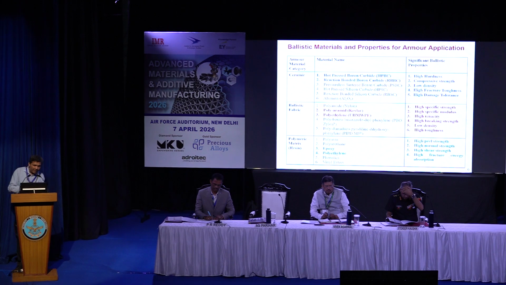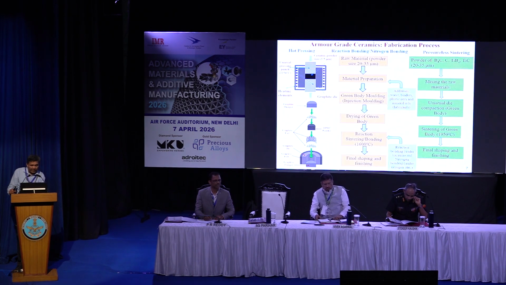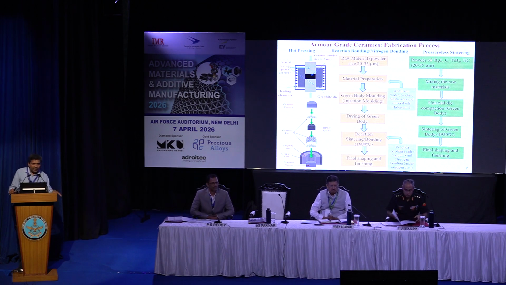And these are the different types of ceramic material. In fact, Colonel Saab has also told. Only one thing I will specify, that there are three routes by which we can make the ceramic material. Hot pressing: the hot press boron carbide is made by hot pressing.